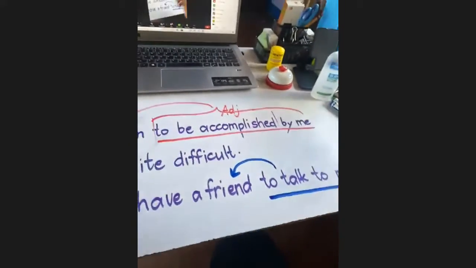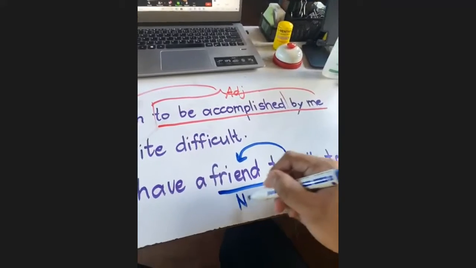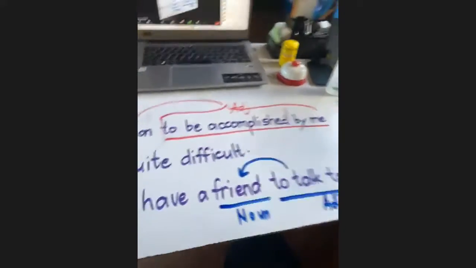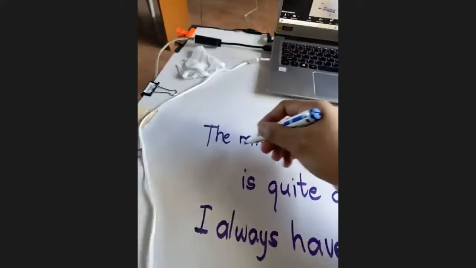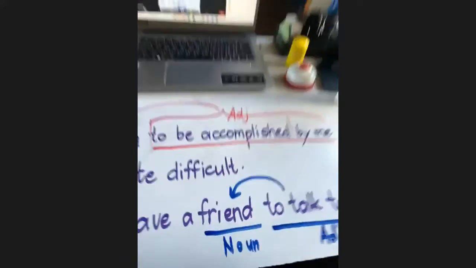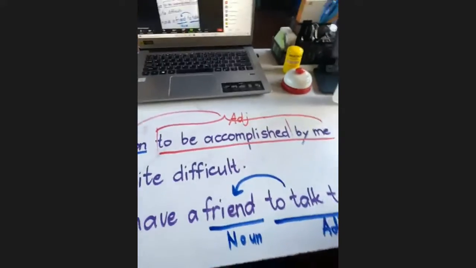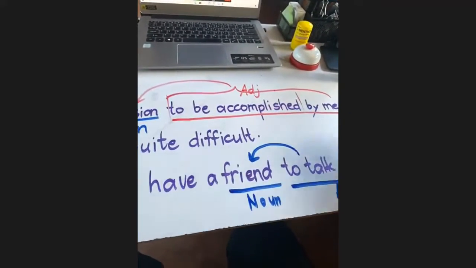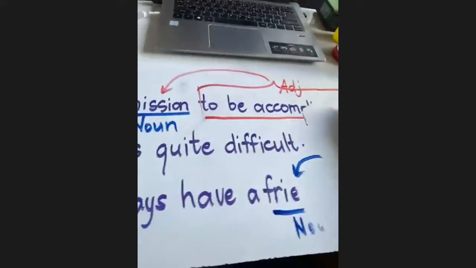As friend is a noun, this modifier functions as an adjective. Going back to the first one, as mission is a noun, the modifier is truly an adjective. Questions? If there's none, we proceed to participial phrases.